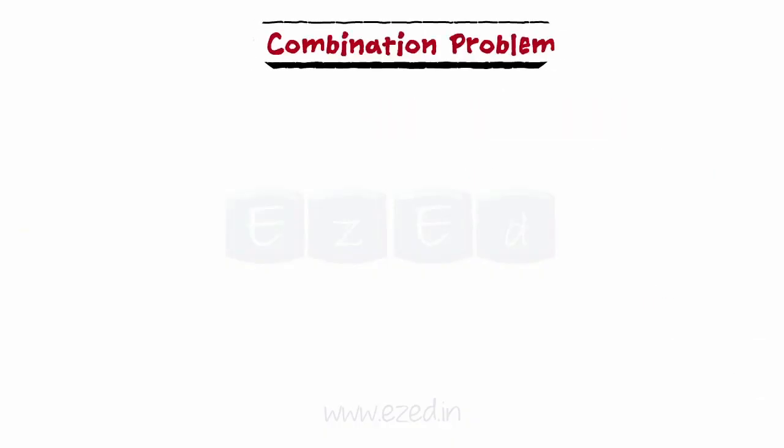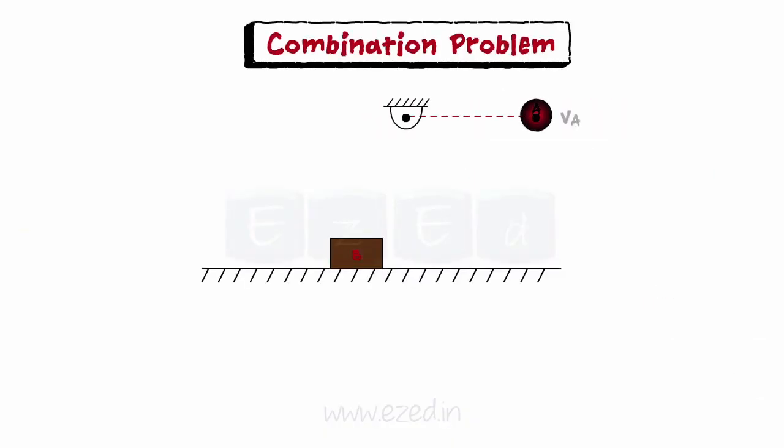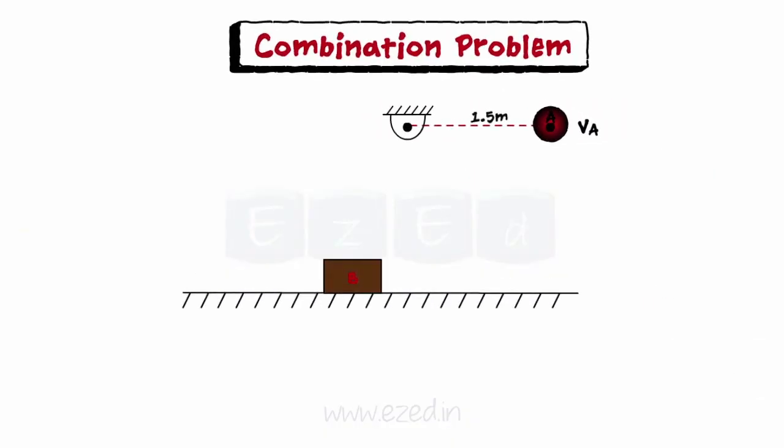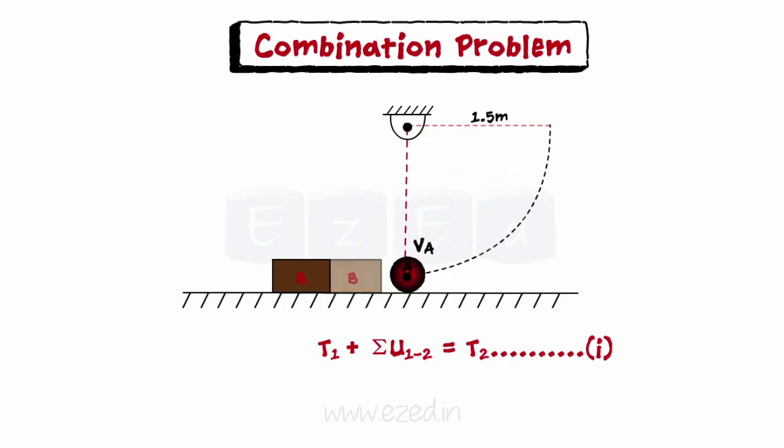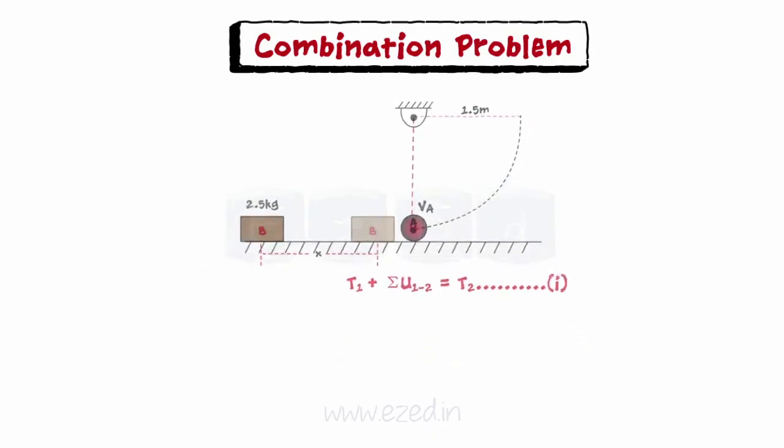This is a combination problem where the velocity of the sphere is found using work energy principle. On impact, we will get the velocity of the sphere and the block, and again using work energy principle, we will find the distance travelled by the block.